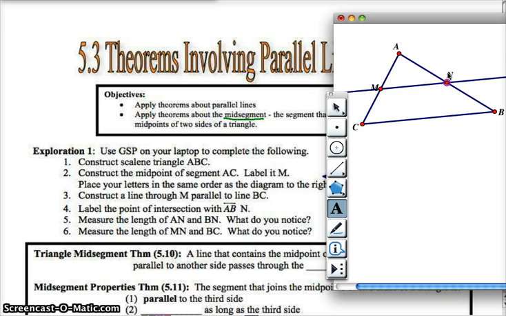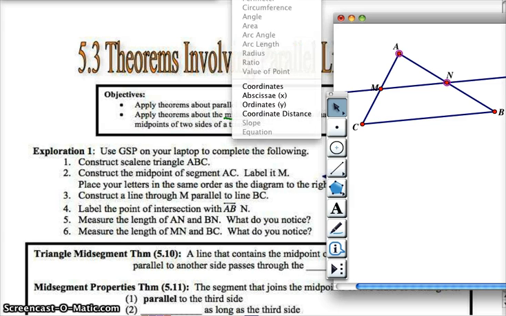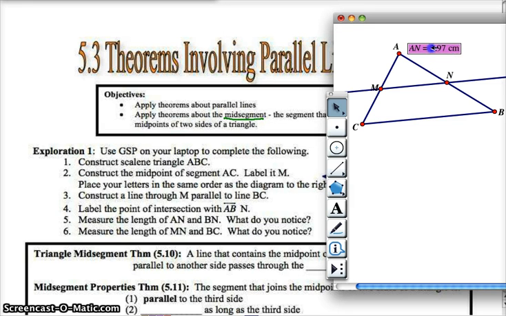We're down here to our discovery part. Number 5. It says measure the length of AN and BN. So how do I do that? Well, in order to measure this length, I have to choose point A and point N. I go up to measure and I go to distance. So here is the length of AN. Then I have to choose point N and point B. I go to measure, I go to distance, and so here is the length of NB. What do you notice?